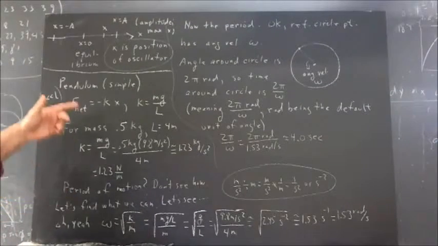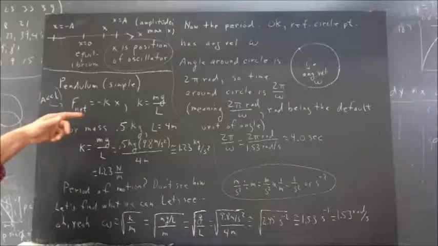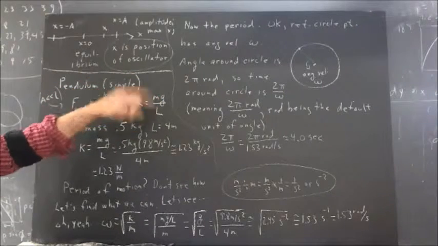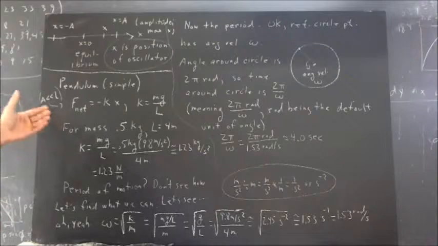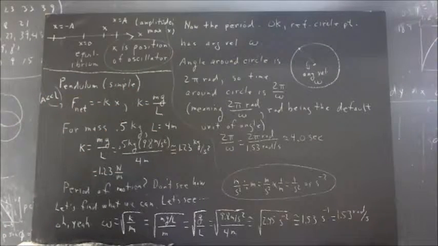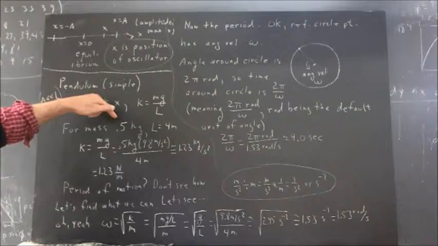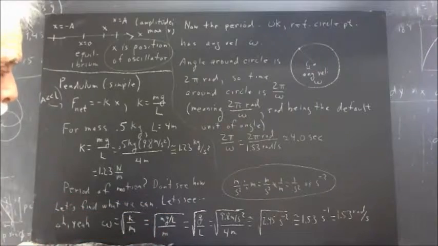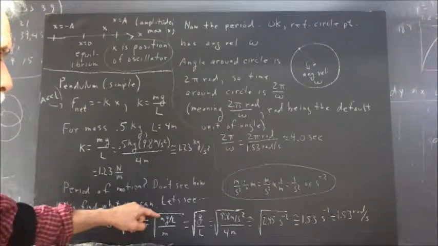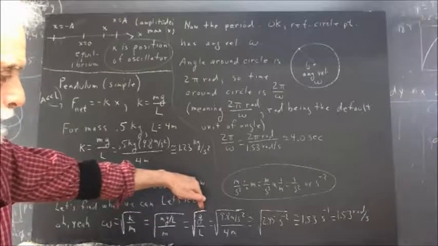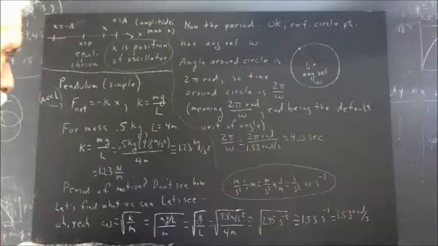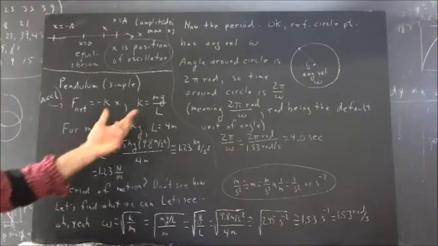So once again, for the pendulum, we determined that F net equals negative kx, where k equals mg over L, as we've shown earlier. And then for a mass of 0.5 kilograms and length of 0.4 meters, we get our value of k. We could use this value of k and this mass directly in this relationship. But for a pendulum, since k is always mg over L, we can write the expression for omega this way, and that simplifies to the square root of g over L, and that's what we chose to use in this situation. But we could have used this and this equally well.